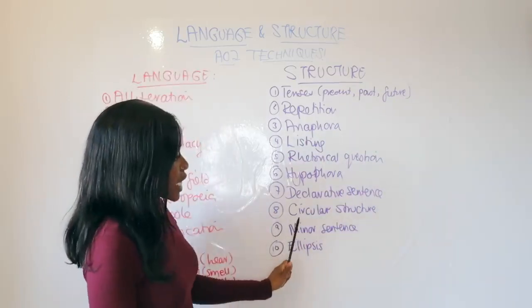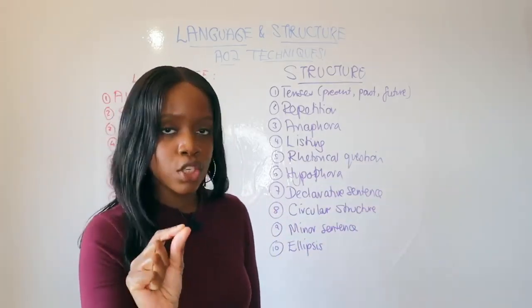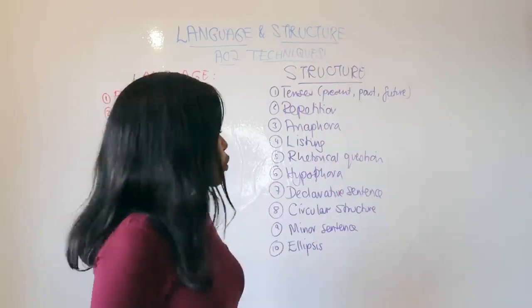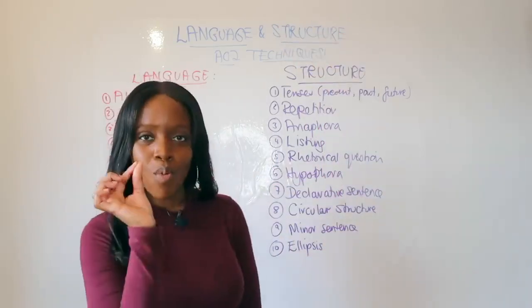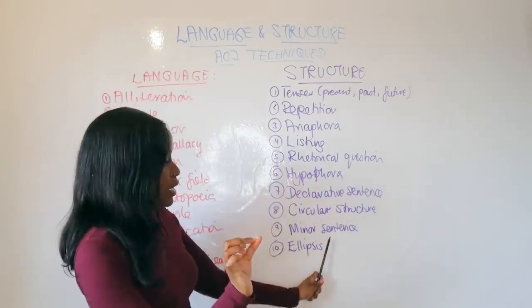The eighth technique that lots of writers use, not all, but lots of writers use, is circular structure, when it starts and ends in a similar way. The ninth technique is the one-word sentences. We call this a minor sentence, okay?